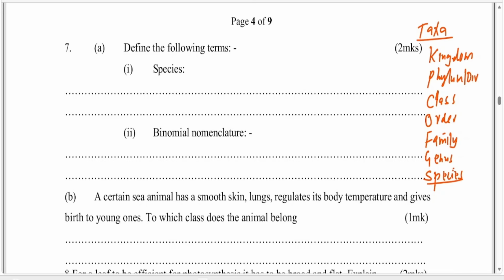So species is the smallest taxonomic unit, or the smallest unit of classification, whose members can freely interbreed to produce fertile offspring. And that's how we define a species. Species is the smallest unit of classification.